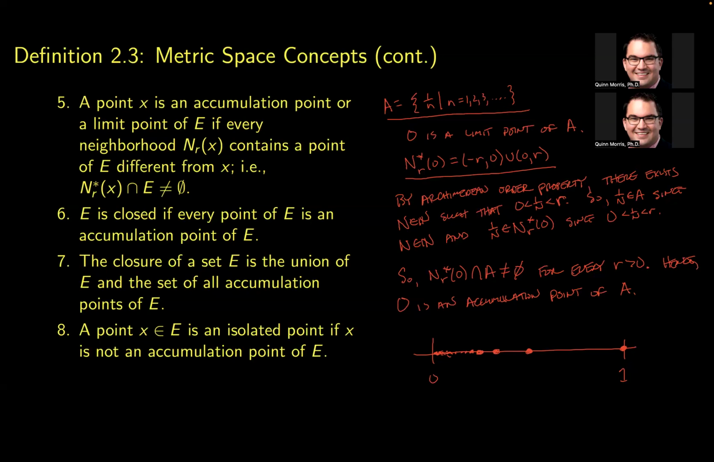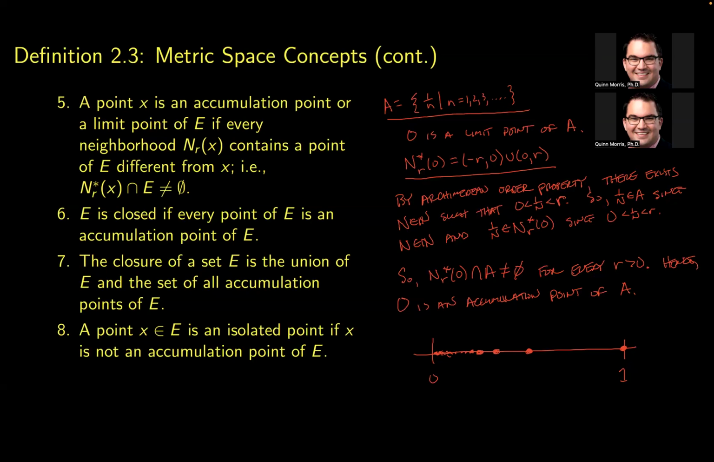And then finally, we call a point isolated. A point X in a set E is called an isolated point if X is not an accumulation point of E. So if you have a point in a set, but that's not an accumulation point of that set, then it's called an isolated point.